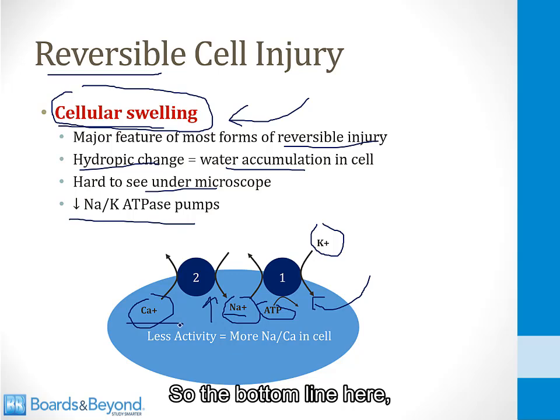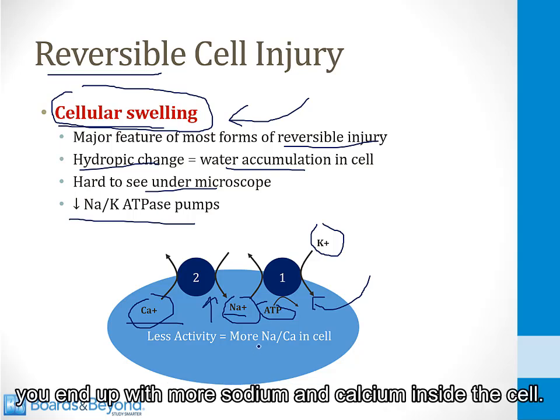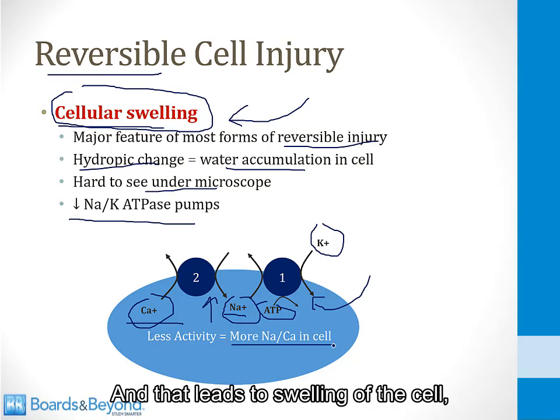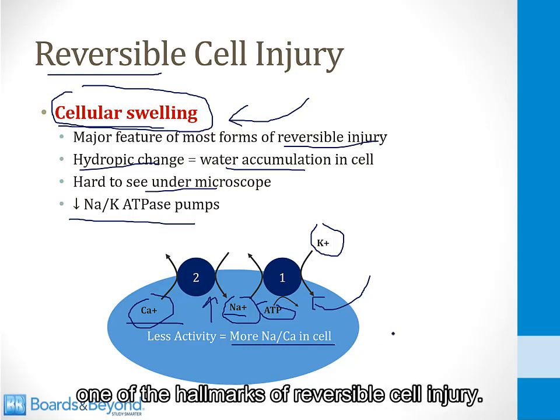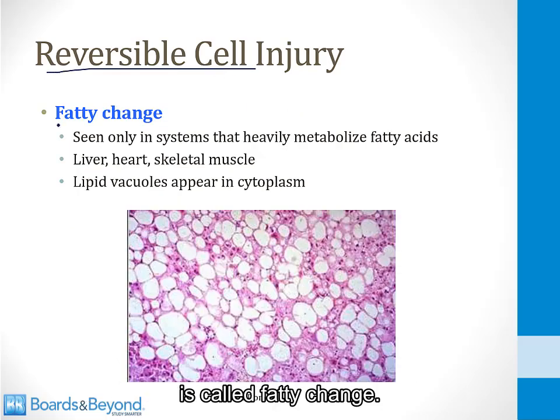So the bottom line here is that during injury, when there's less activity of this pump, you end up with more sodium and calcium inside the cell, and that leads to swelling of the cell, one of the hallmarks of reversible cell injury.